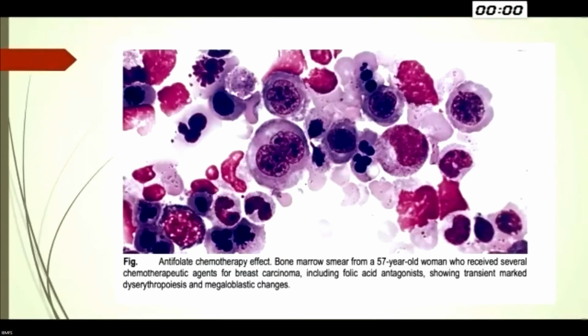This is yet another case of megaloblastic anemia because of anti-folate chemotherapy in a 57-year-old woman who was receiving the chemotherapy because of breast cancer. You can see that there is significant dysplasia, megaloblastoid maturation, binucleate erythroids, multinucleate, nuclear lobulations, significant dysplasia, but not MDS.